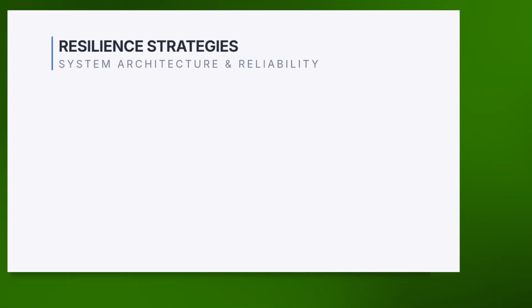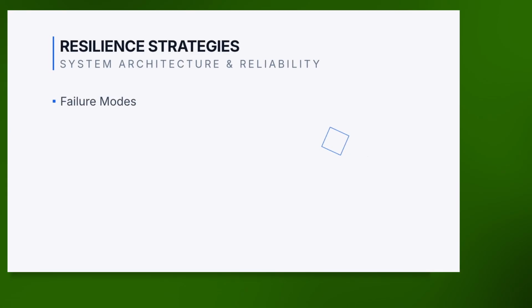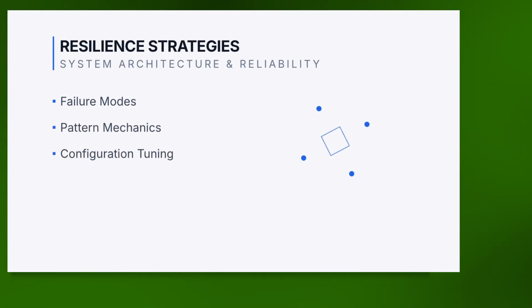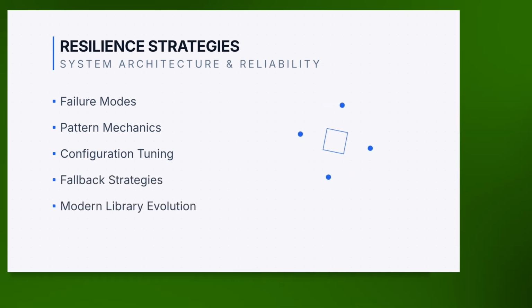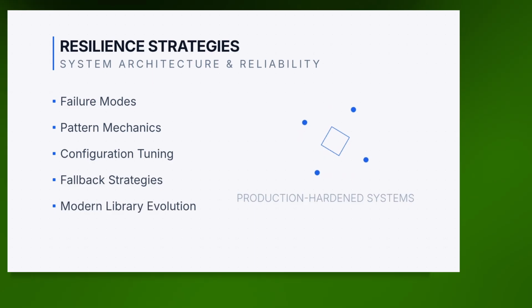The session is designed to run 18 to 22 minutes, approximately 160 words per minute, total word count 1850 to 1900 with natural delivery, and significantly expanded explanations for thorough analysis of failure modes, pattern mechanics, configuration tuning, fallback strategies, modern library evolution, and integration with prior reliability, monitoring, and cloud-native concepts to build truly production-hardened systems.